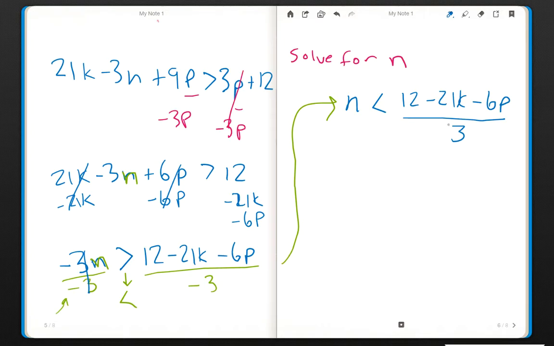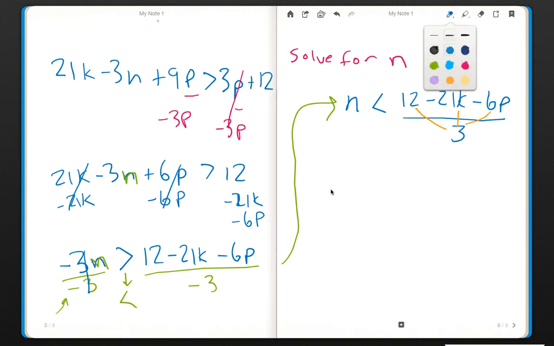This 3 can go into, let me do this in a different color again, I'll do it in orange. This 3 can divide into that. This 3 can divide into that. And that 3 can divide into that. Luckily, in this case, it can divide evenly. If it wouldn't divide evenly, it would be best to leave it like this. But it can divide into each number evenly.